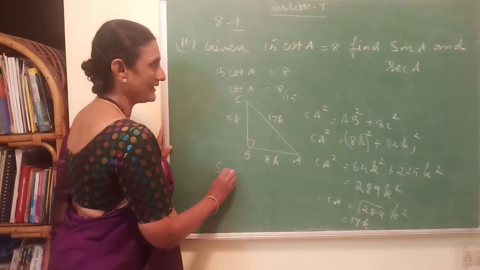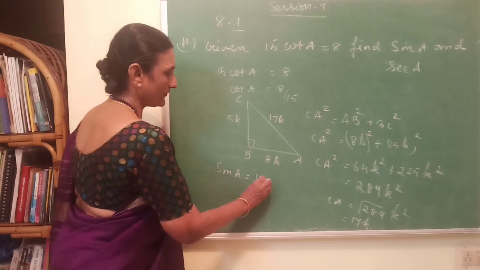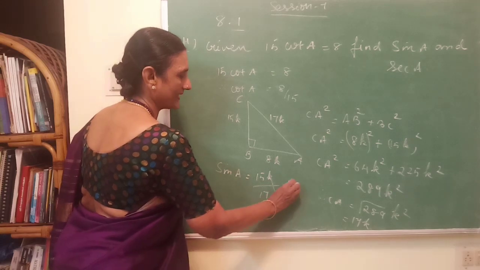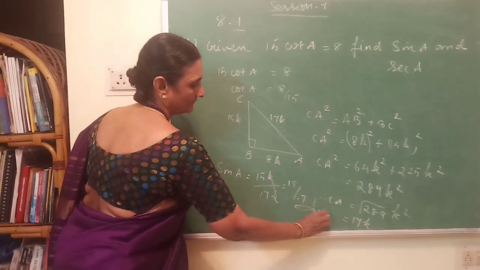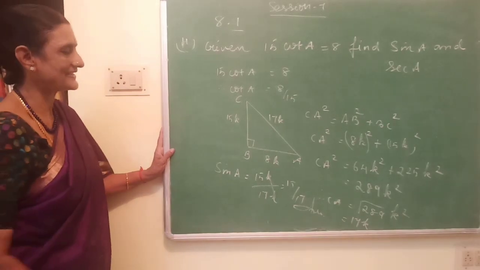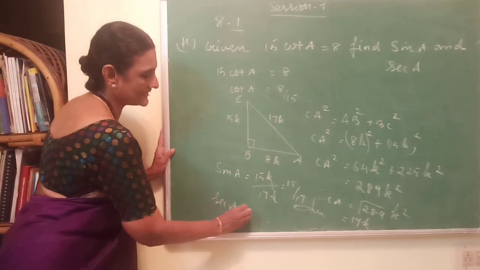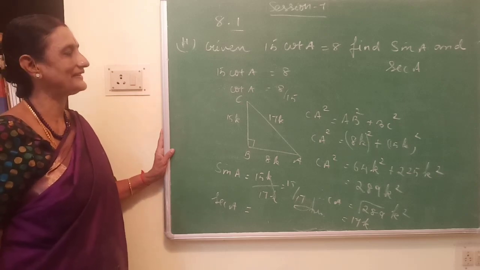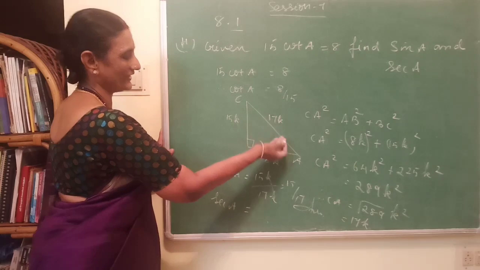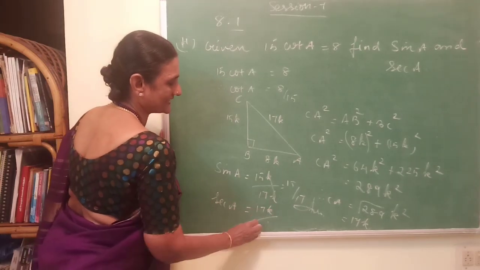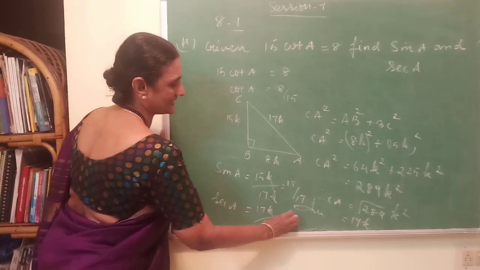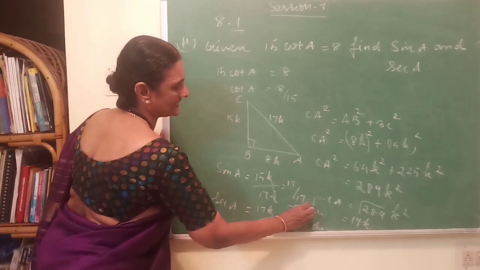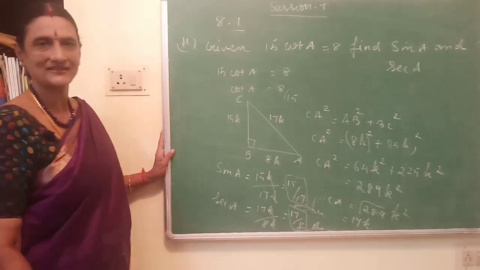So let me write down. Sin A is equal to 15k by CA, which is 17k. So 15 by 17 is your answer. Now, what is secant A? By the basic definition, it is hypotenuse divided by the adjacent side. So the hypotenuse is 17k and the adjacent side is 8k. The k's cancel. It is 17 by 8 and that is your answer. Highlight your answers like this.